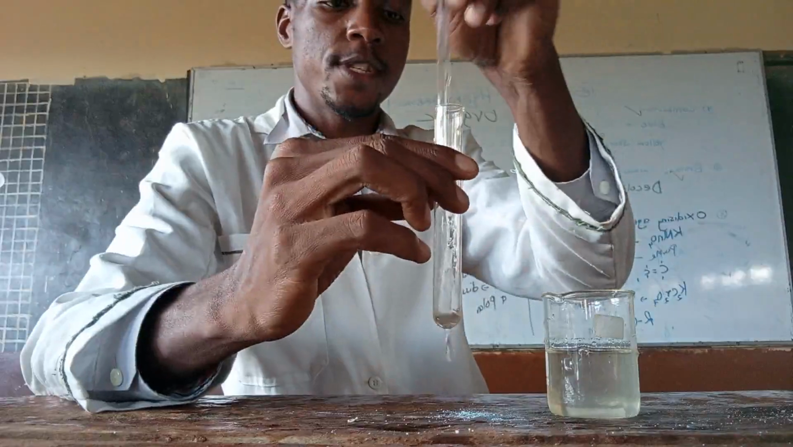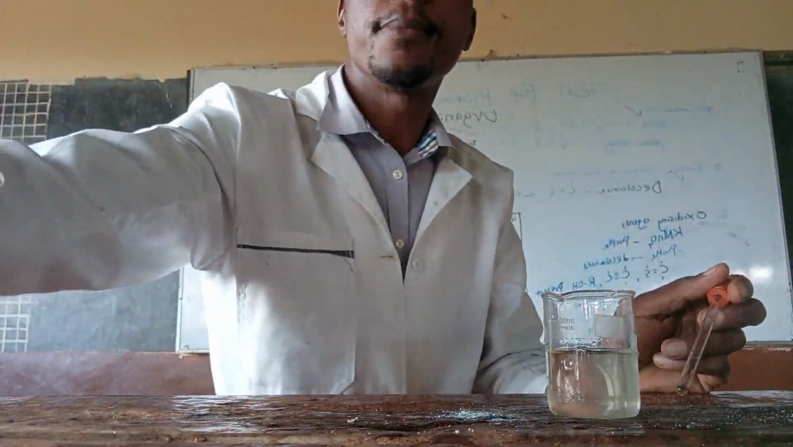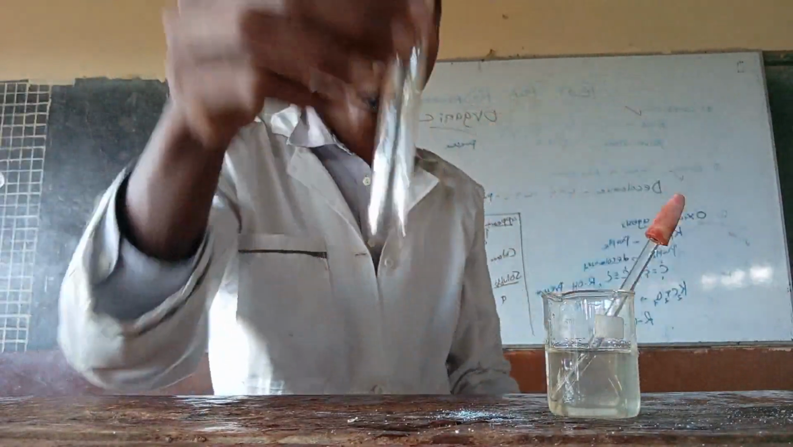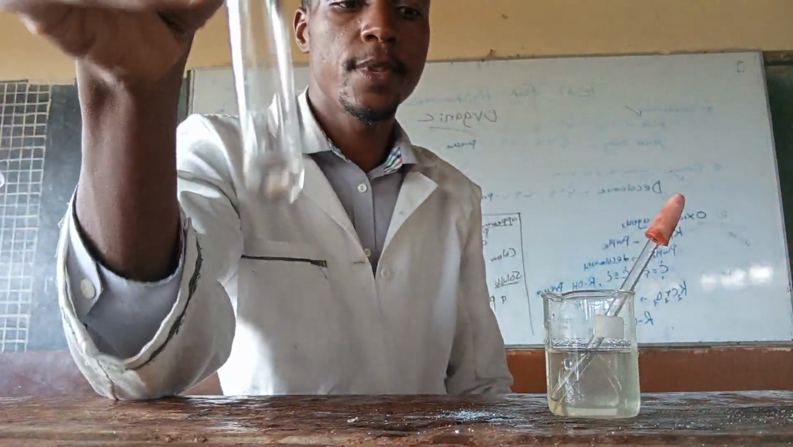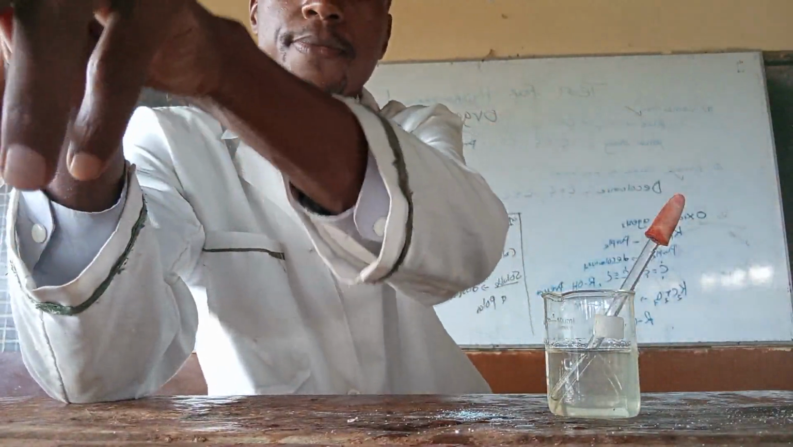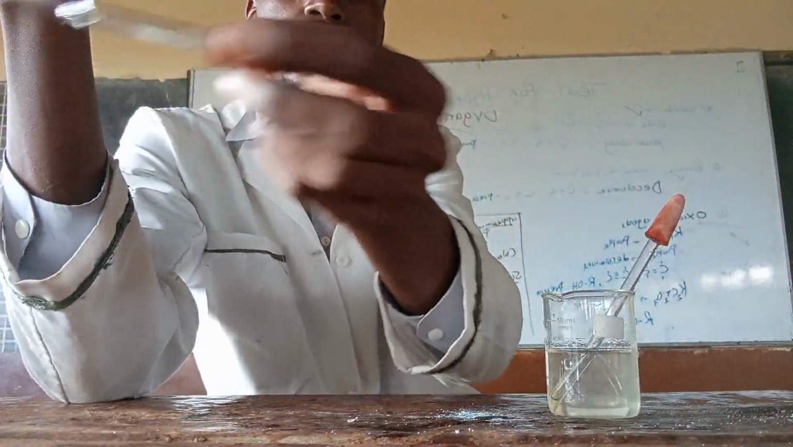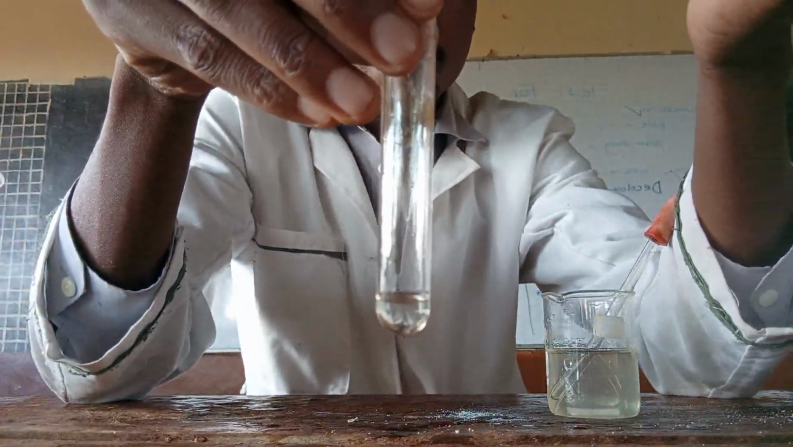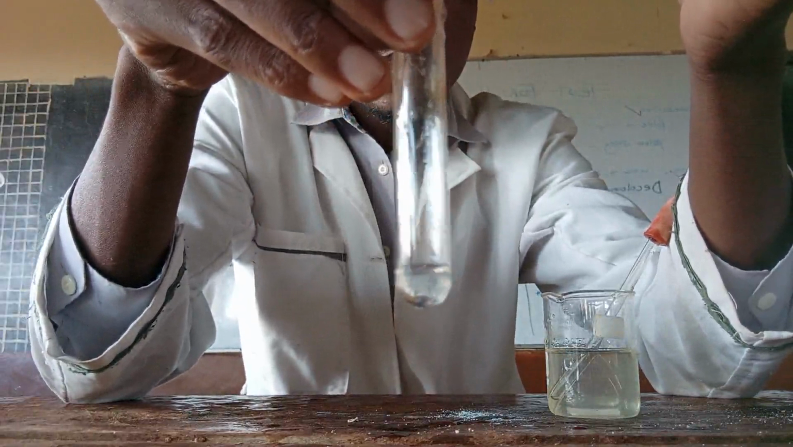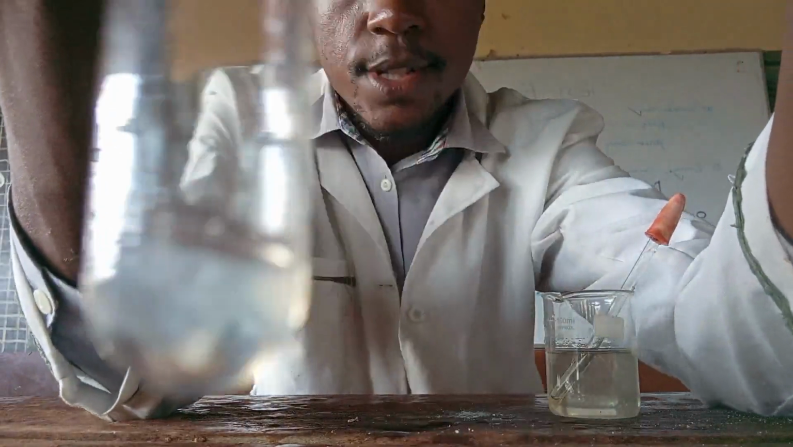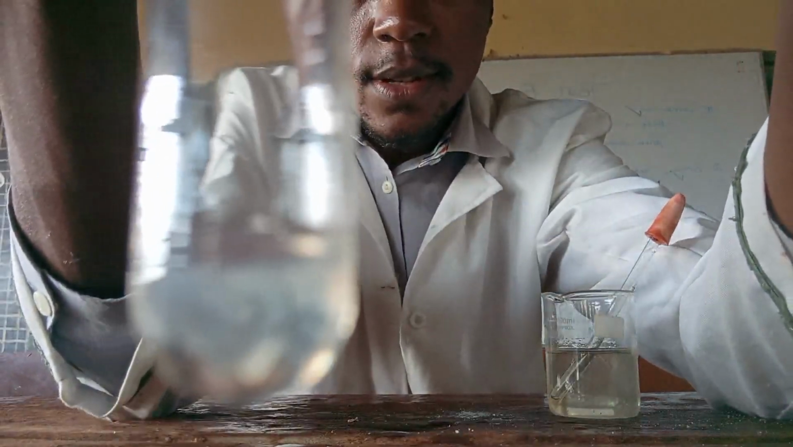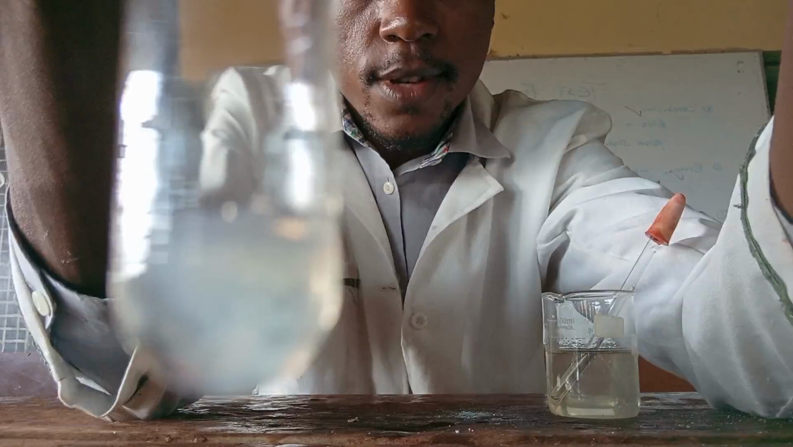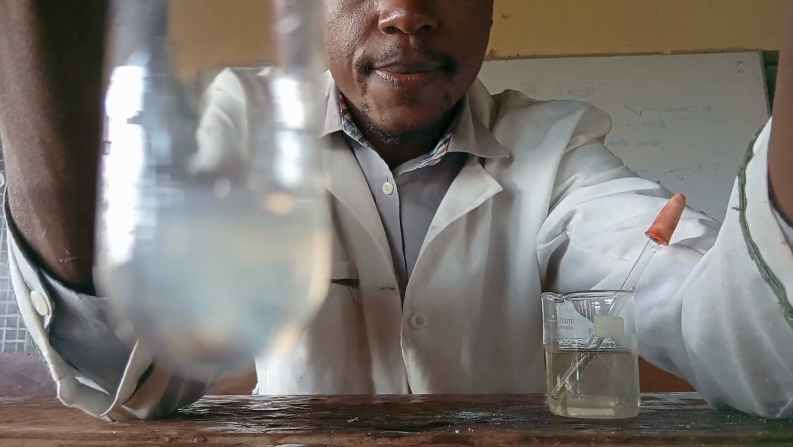The first portion is here. This is my first portion. Just a little. Then into the first portion, add 2 drops of sodium hydroxide till excess. You see, it's turning. See? You see, a white precipitate formed.